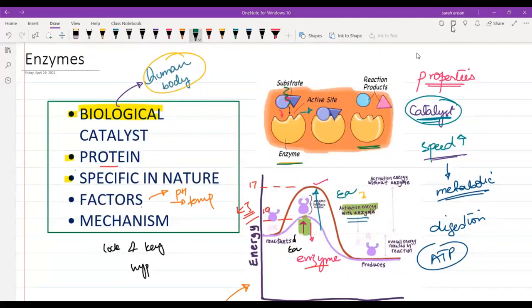Now in the next video, we will be talking about what the factors are and how these factors are going to affect our enzyme activity. And then eventually we will talk about what the lock and key hypothesis is and what the induced fit hypothesis is.